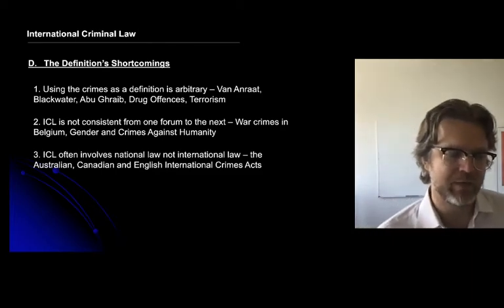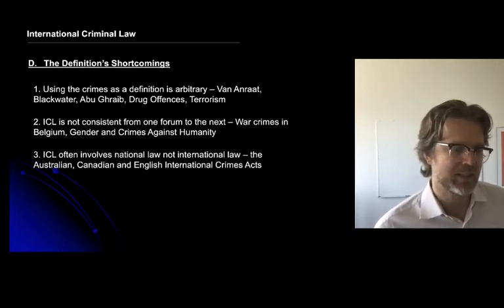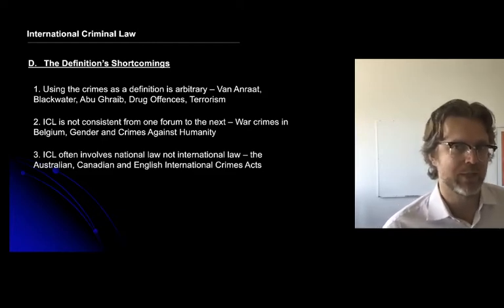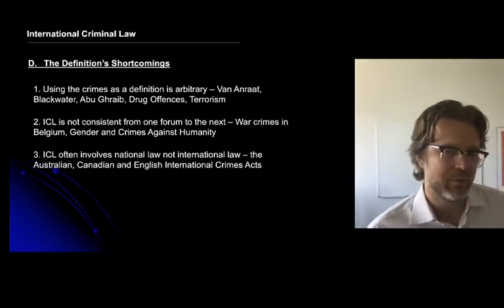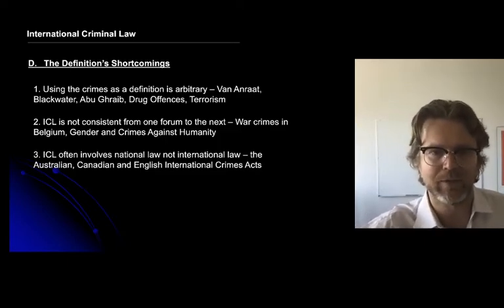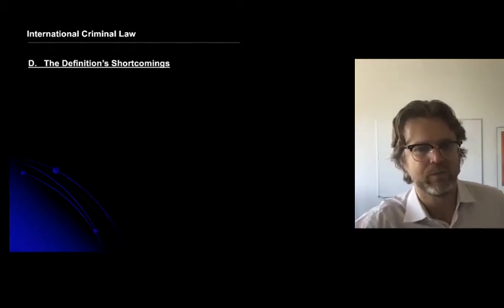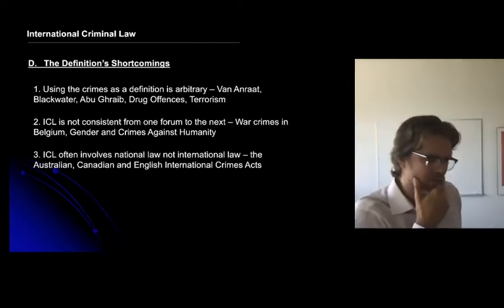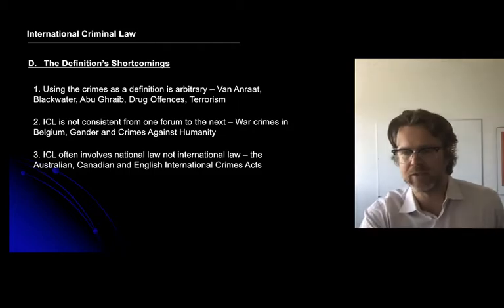Because what happened in the Van Anrat case, you'll recall, it was a case in national courts in the Netherlands, and it was based on Dutch legislation incorporating international crimes into Dutch criminal law. And again, you'll remember that Van Anrat is tried with traditional international crimes, like the ones that we see here. Van Anrat is tried with genocide and war crimes. But then the question arises, all right, so you've charged this guy as an accomplice in genocide and war crimes.